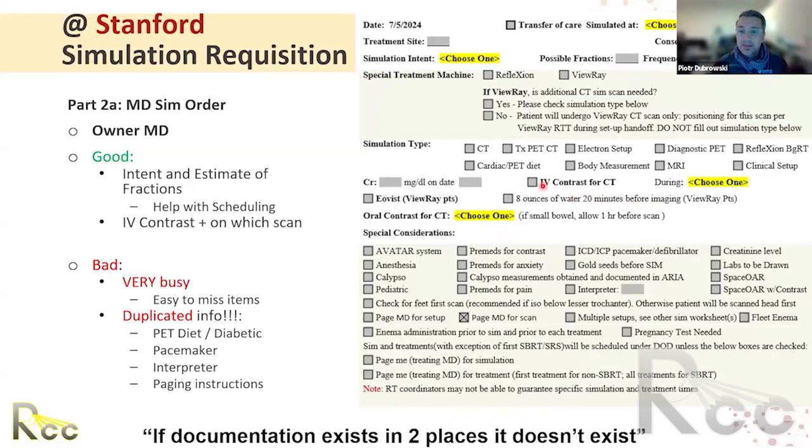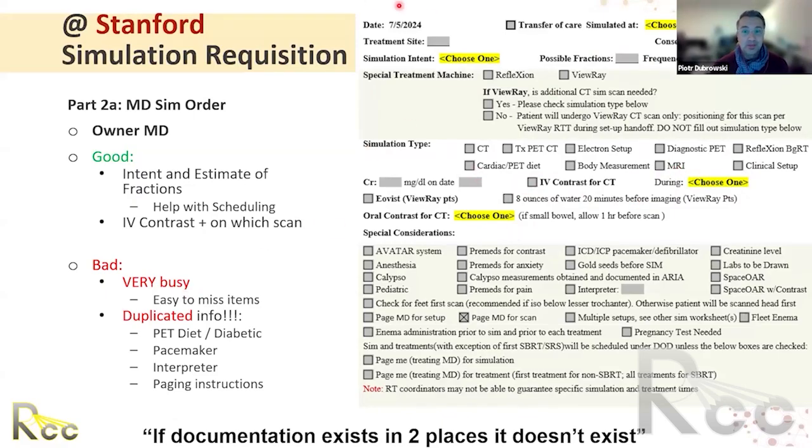I really like this little bit here for the IV contrast. Not only are we choosing, yes, I want contrast, but because at Stanford we do a lot of multiple scans for each patient, this allows us to indicate which scan we should be injecting the IV contrast for. So those are the good things.